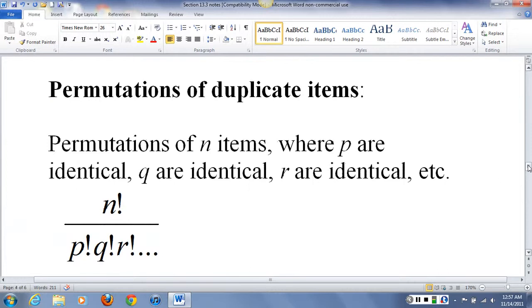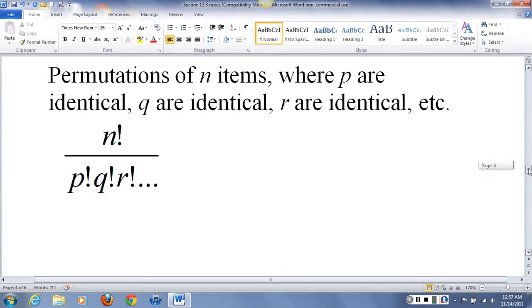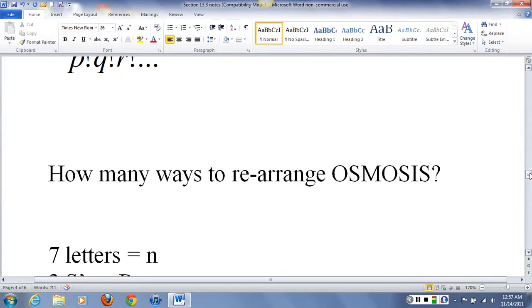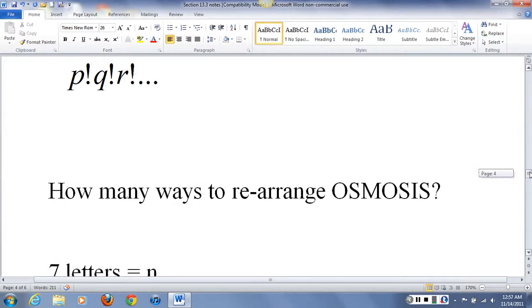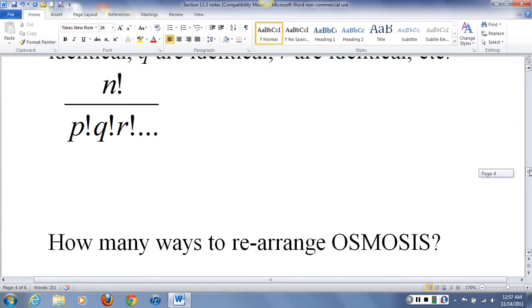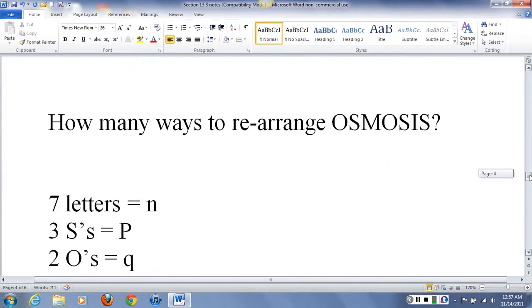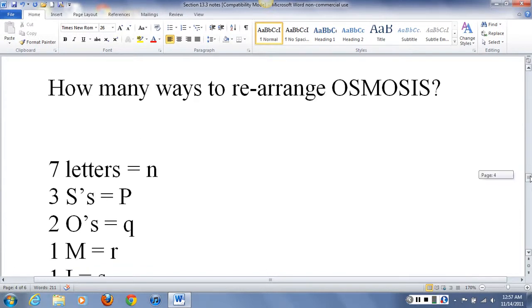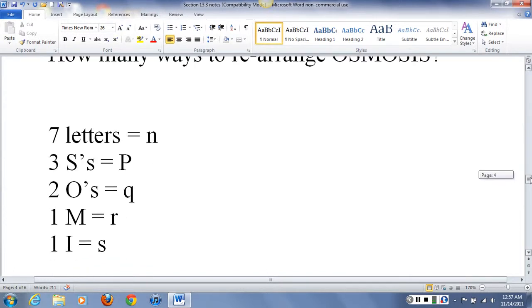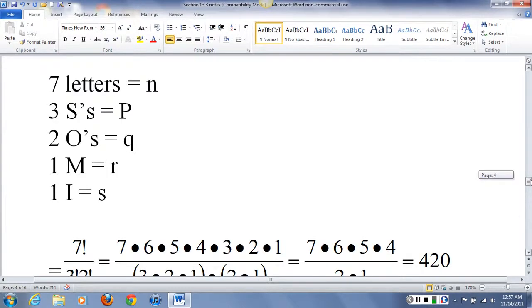So permutations of duplicate terms. So permutations of, again, n items where p are identical, q are identical, and so on. It means we have repeat values. Let me show you. How many ways can you rearrange the letters in osmosis? So this is what I mean by p repeated, q repeated, and so on. Our total number that we're choosing from is 7. 3 S's, 2 O's, 1 M, 1 I.